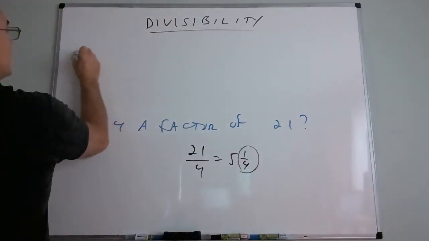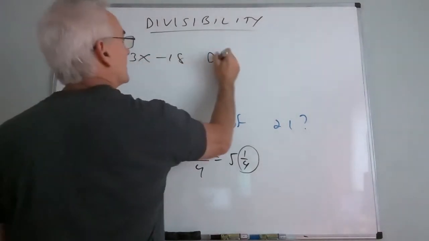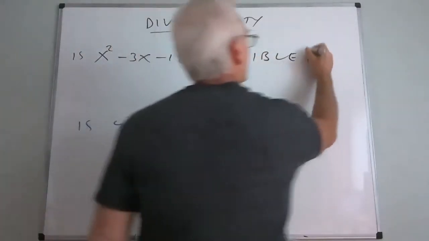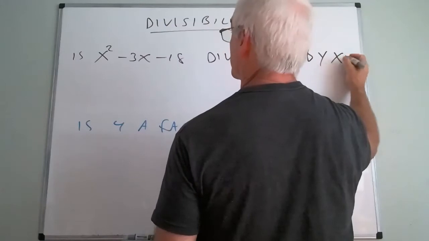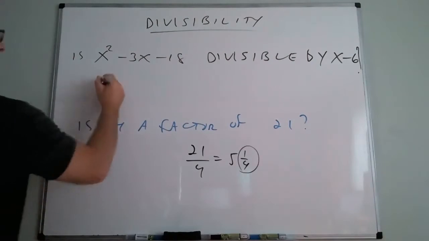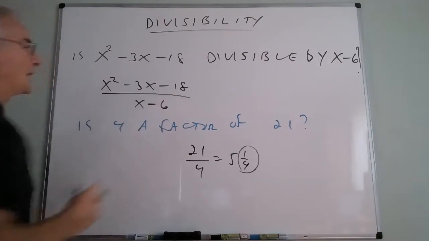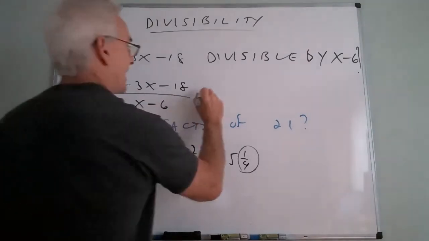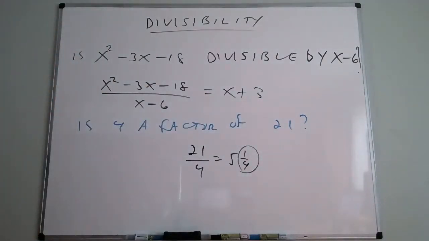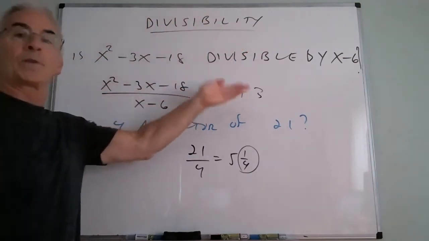If I said, is x squared minus 3x minus 18 divisible by x minus 6, that's a question mark there. Well, I don't know. So I'd say this. Now, we know the top factors very nicely. In fact, this would equal x plus 3. Now, these are not integers, but the idea being this polynomial divided by that produced something without a remainder.